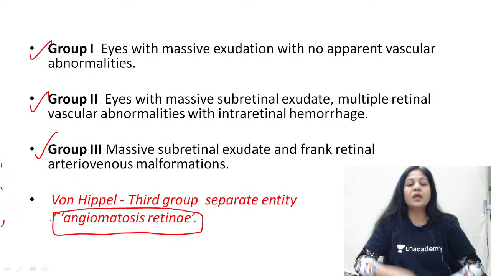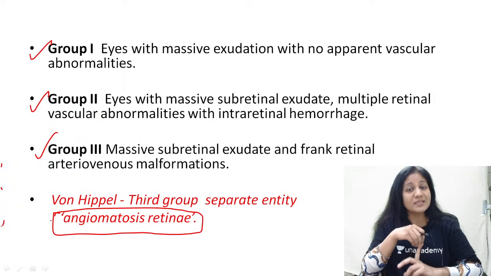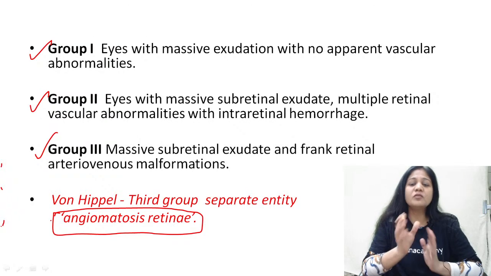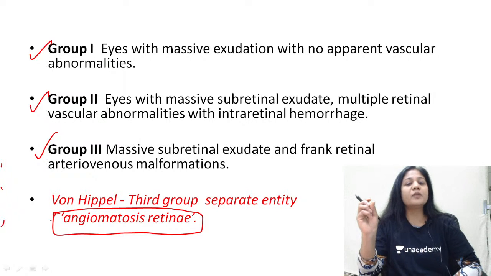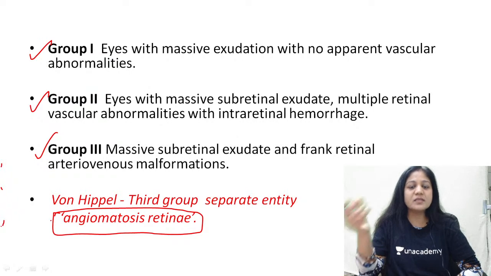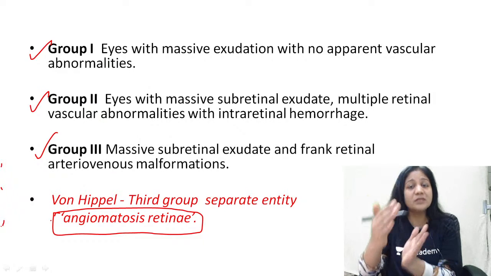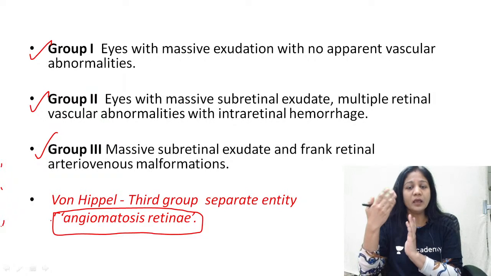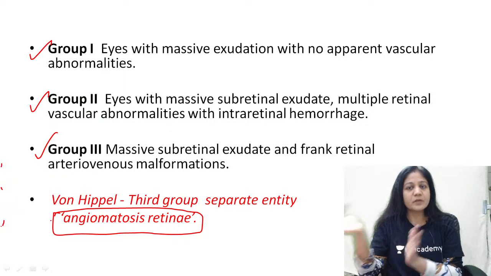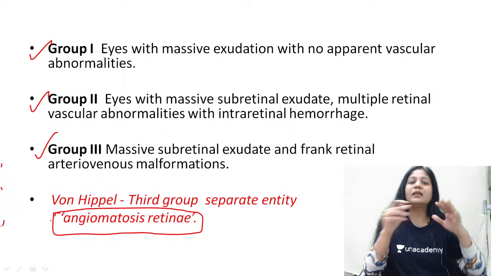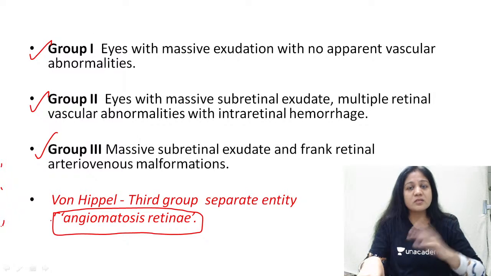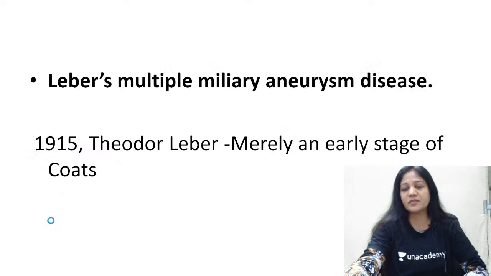Now what is this? It was found that massive exudation with frank retinal AV malformations is nowadays called angiomatosis retinae. Okay, that's all you should know from this grouping given by Coats. So nothing much, you should know that it was the angiomatosis retinae. Okay, that's all from this classification.